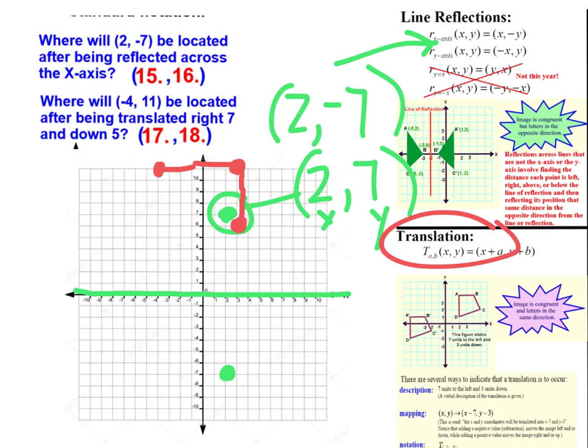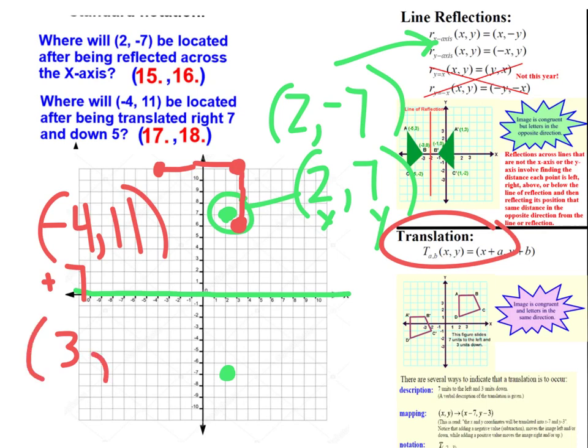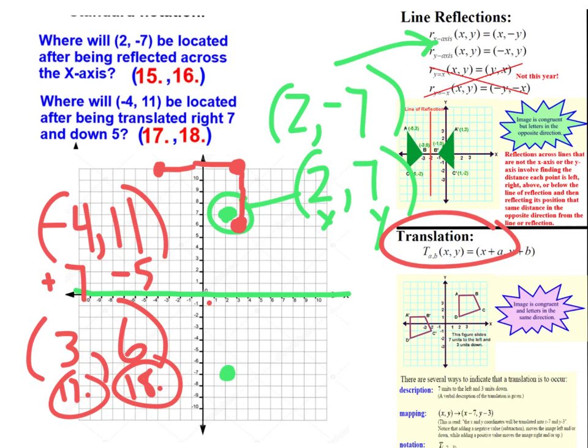Another way to do that is to just take the point where it's at, -4, 11, and do it with the numbers. If it says translate right 7, that's adding 7 to the x, so now it's at +3. And it says down 5, that's subtracting 5, so now it's at 3, 6. And if you look at where this is, it's at positive 3, positive 6. There's your answer for number 17. There's your answer for number 18. Okay.